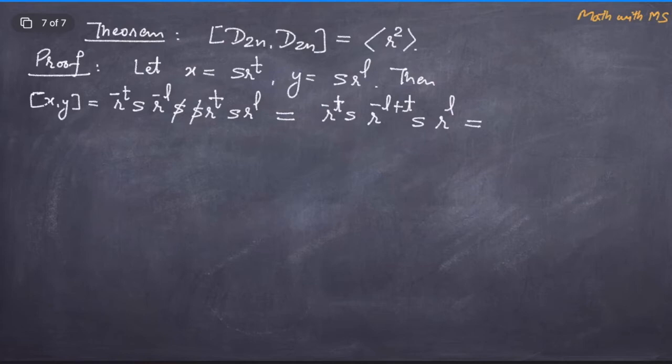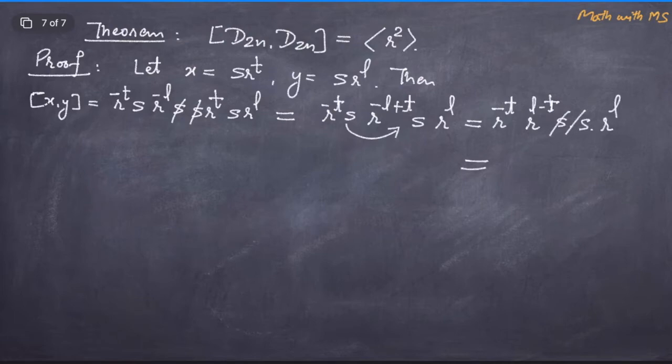Now, we will use the relation in the dihedral group and bring these two S together. Using the relation that we have used earlier in the computation of conjugacy classes in the dihedral group, we get R to the power L minus t into S into R to the power L. S gets cancelled and you see that this turns out to be R to the power of 2 times L minus t, which certainly belongs to the subgroup generated by R square.